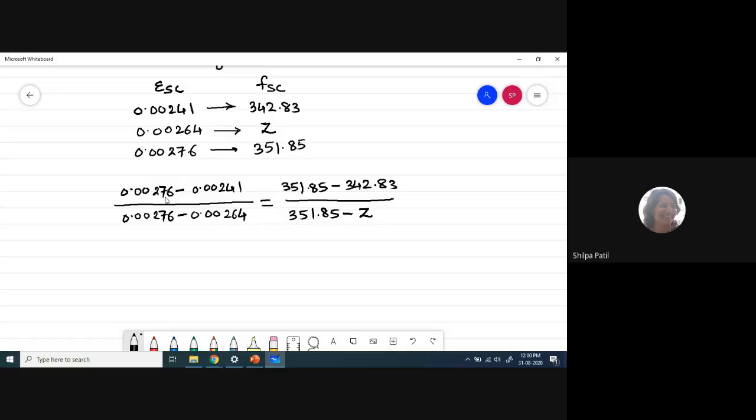So we have to cross multiply the values. What is the difference? 0.00276 minus 0.00241.